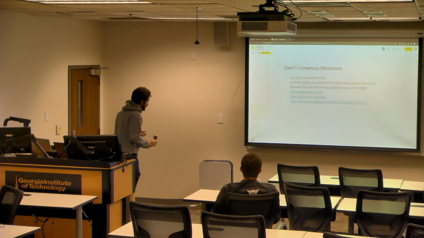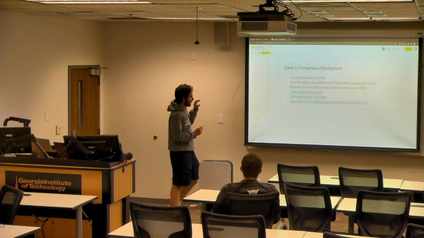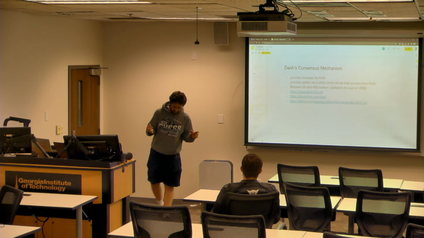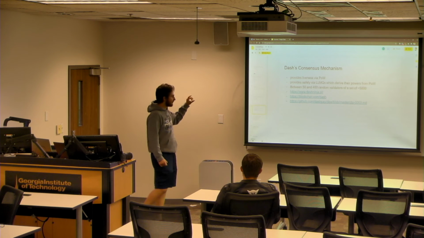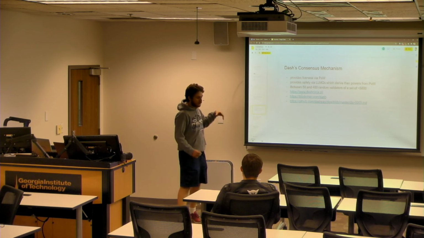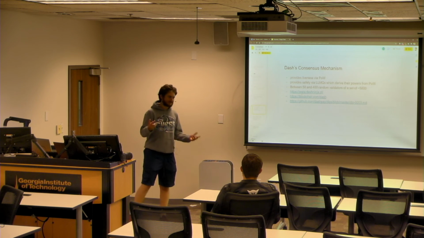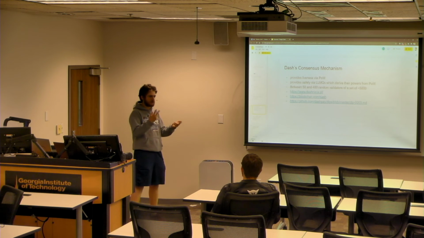So Dash's consensus mechanism is really interesting. It provides liveness via proof of work, so it will always continue. It will always keep churning on, but it provides safety via long-living masternode quorums, which are LLMQs, which basically derive their powers from the proof of work. And so it solves this chicken and egg problem of, oh, you have this proof of stake token, how do you start it?